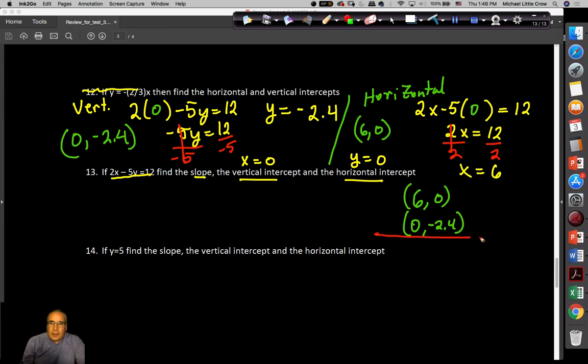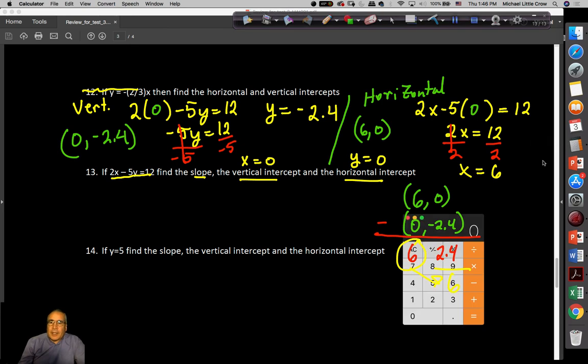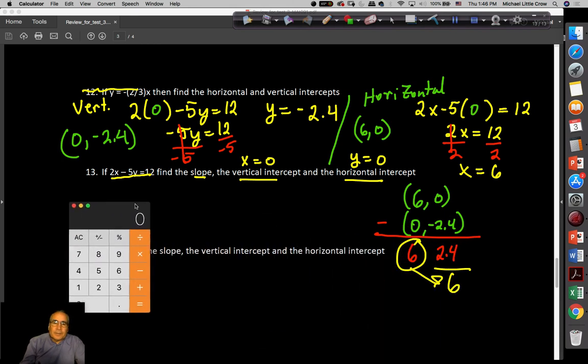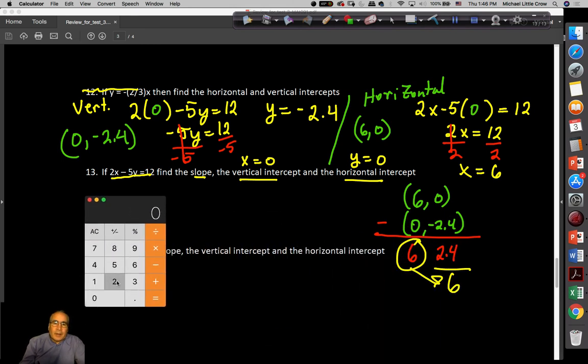To find the slope, we subtract the points. 6 minus 0 is 6. 0 subtract negative 2.4 is going to give us a positive 2.4. And then we take the x, tuck it underneath the y, and there's our slope. 2.4 divided by 6. Let's go ahead and pull out a calculator on that one. 2.4 divided by 6, both are positive, so our slope is going to be 0.4.